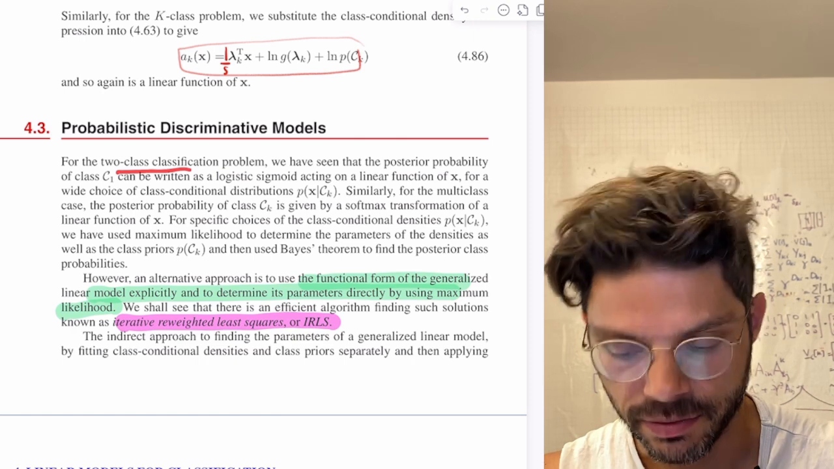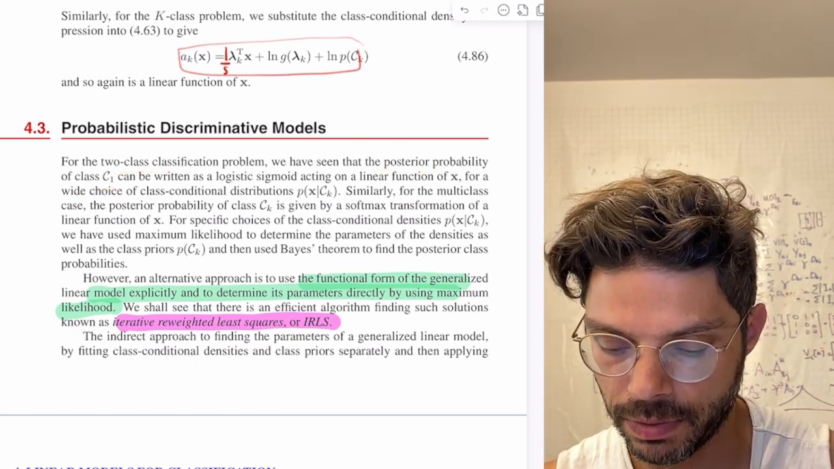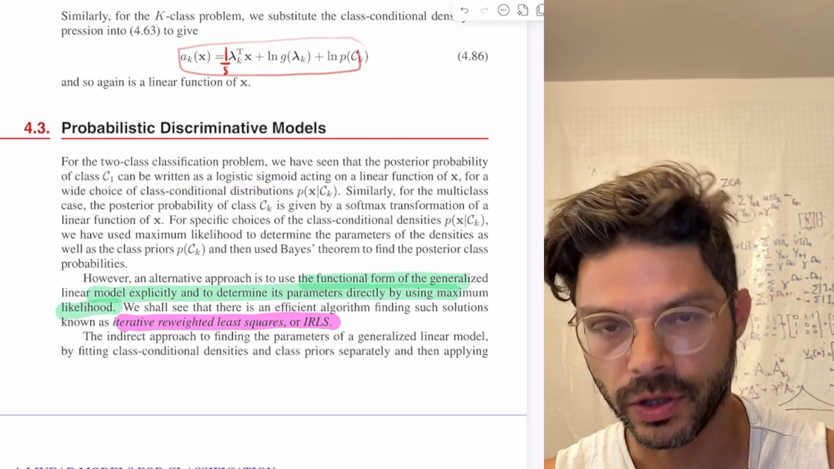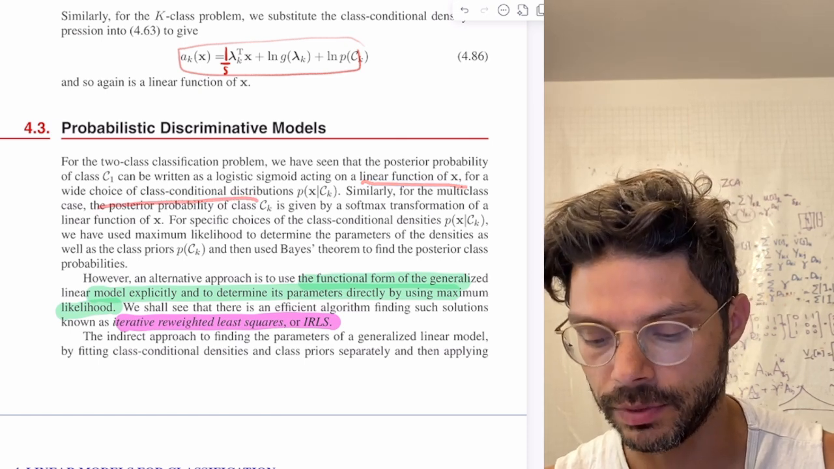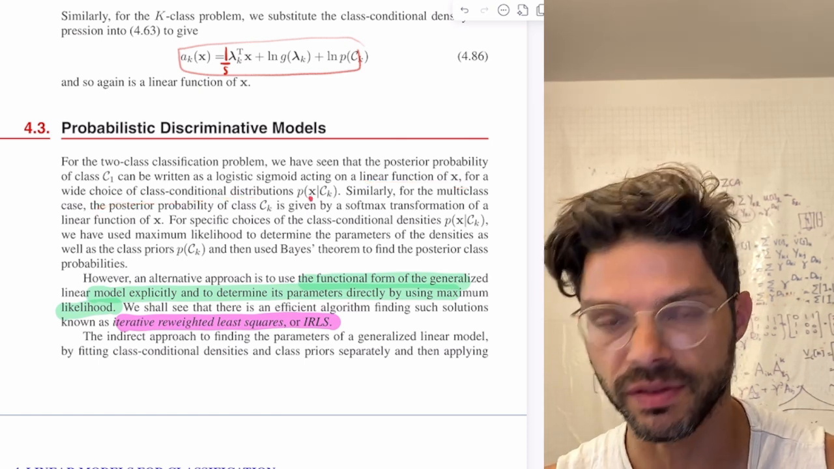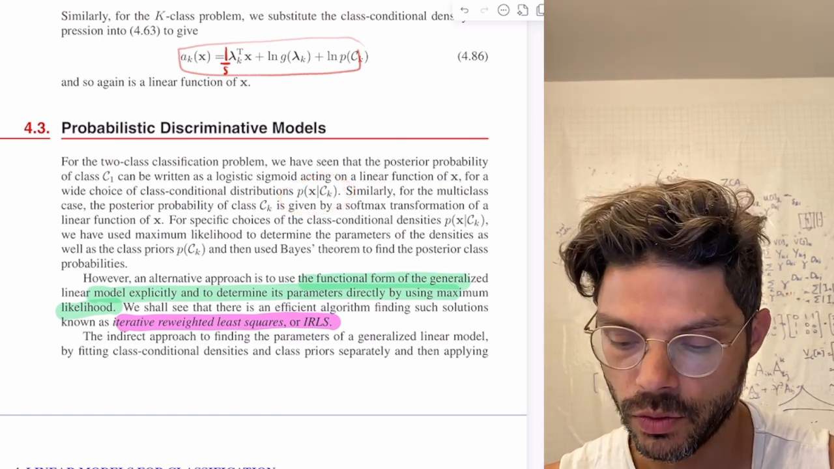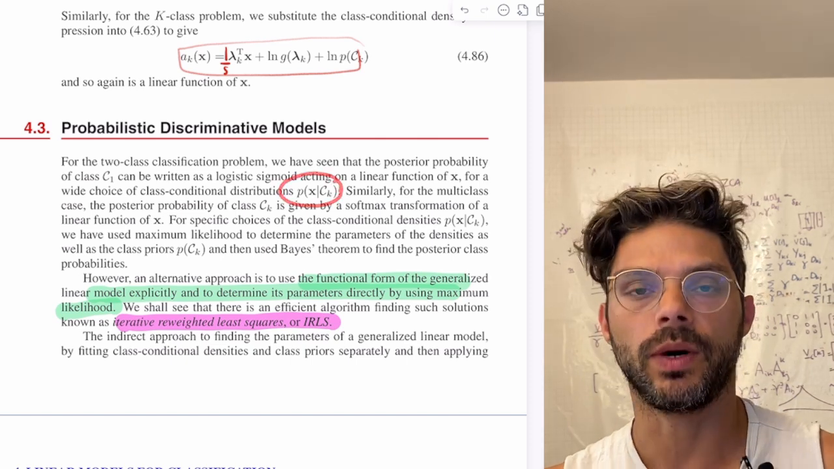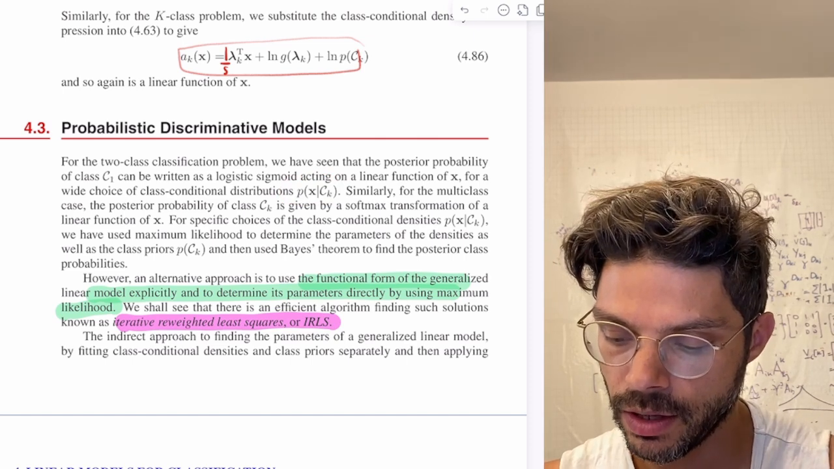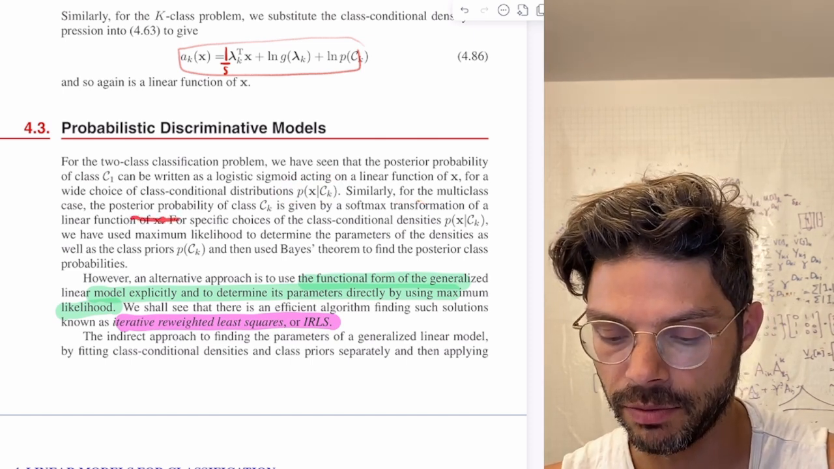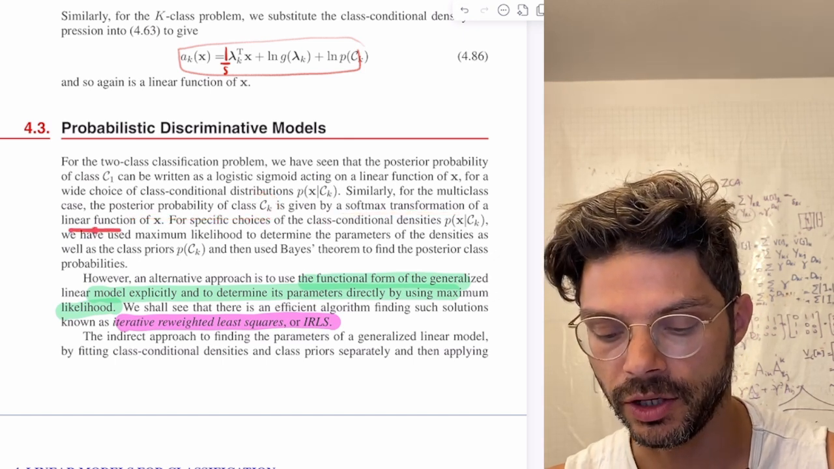For the two-class classification problem, we have seen the posterior probability of class C1 can be written as a logistic sigmoid acting on a linear function of x for a wide choice of class conditional probability distribution, P of x given CK. Remember, in this setting we are in the generative approach. We are modeling what the distribution of data looks like if I tell you that it's coming from a specific class. Similarly, for the multi-class case, the posterior probability of class CK is given by a softmax transformation of a linear function of x, right?